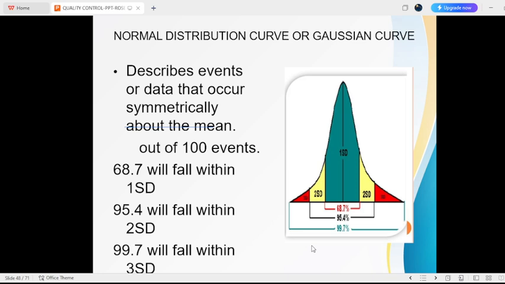Sometimes MCQ questions will come. What is the other name of the normal distribution curve? That is the Gaussian curve.